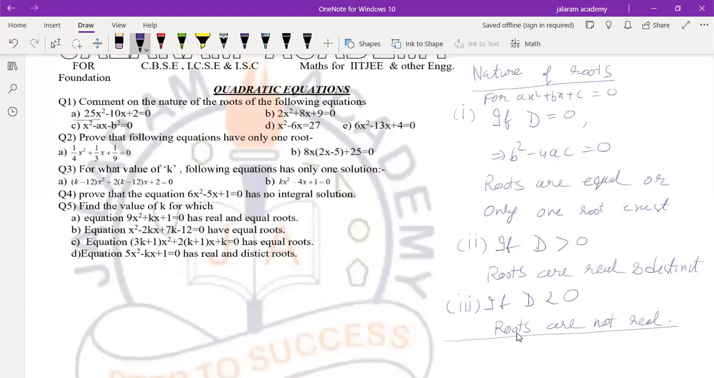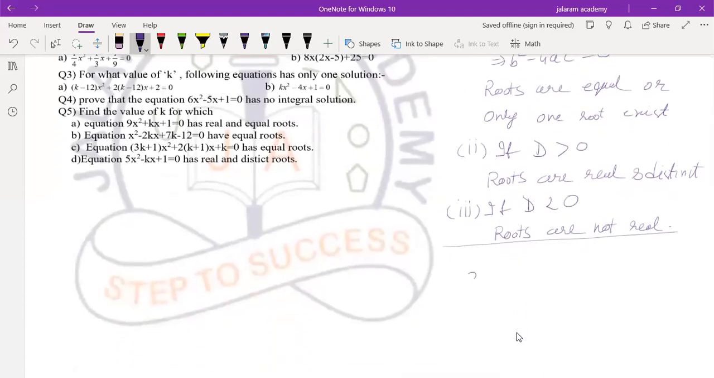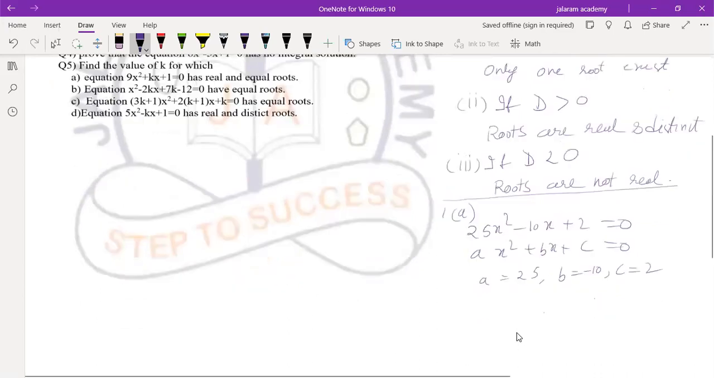For example, in question 1a, it is written: comment on the nature of roots of the following equation. First, equation 1a is 25x square minus 10x plus 2 equals 0. So compare it with ax square plus bx plus c equals 0. So a equals 25, b equals minus 10 and c equals 2.